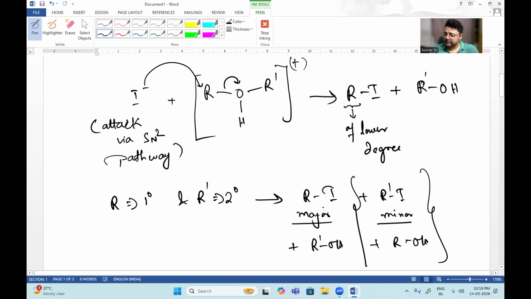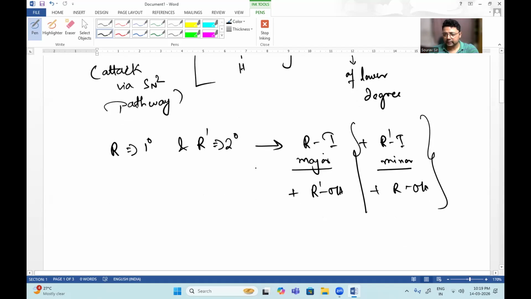But for the exam, you need to understand that whenever we are writing in the exam, we need to focus on the product that has the maximum yield, the one which is produced in the maximum amount. So here R-I will be your major product, not R dash I and ROH.